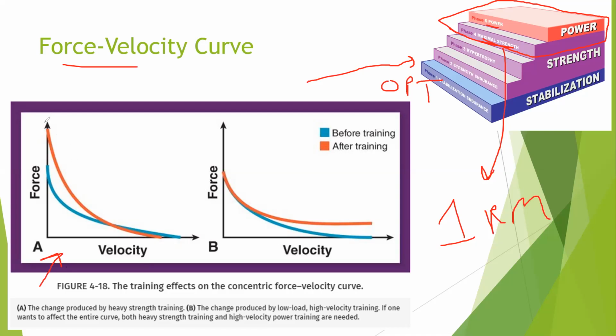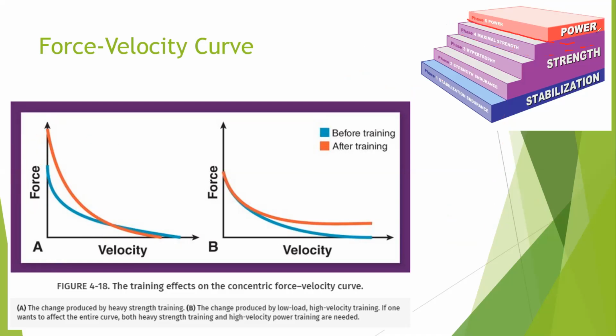Number A says, I can move weight. My force is super high. My velocity is pretty darn low. Because if you think about it, if I am, for example, squatting 1,000 pounds, do I care how fast I can go? Or do I just care that I can do it? So when you're in max strength, you produce the max amount of force, but the lowest amount of velocity.